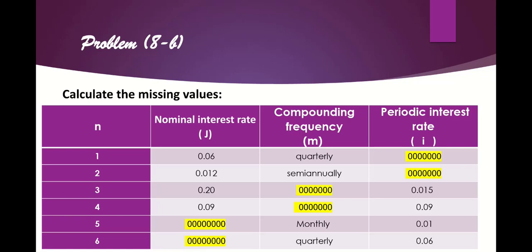Note that in the second column, compounding frequency, quarterly means M equals 4. Semi-annually means M equals 2. Monthly means M equals 12. And quarterly, M equals 4.